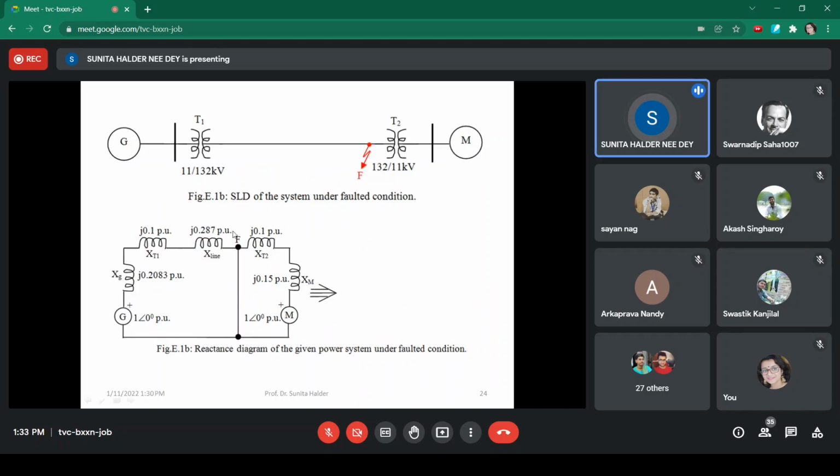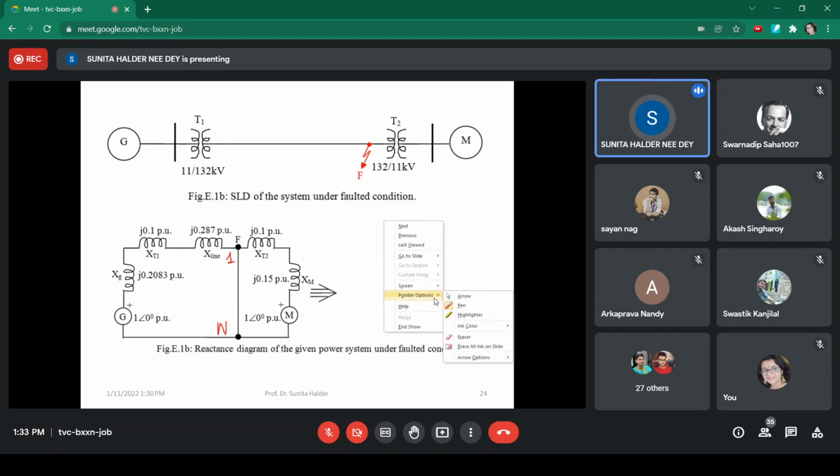So here the fault point is the HT terminal of the motor transformer. So this is the fault point. Now if I apply the Thevenin equivalent, then we shall open this terminal, say F and N. Then obviously the open circuit voltage is 1 per unit, and we can calculate the Thevenin equivalent impedance.